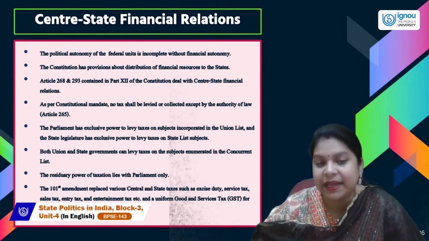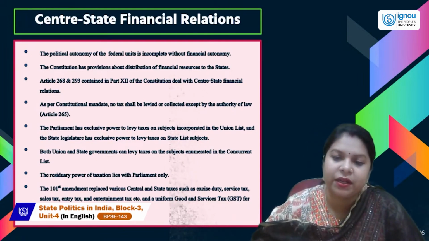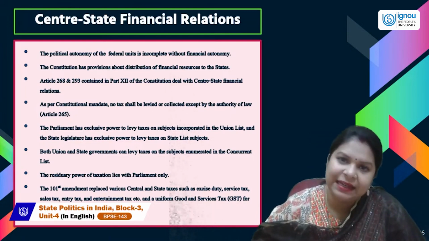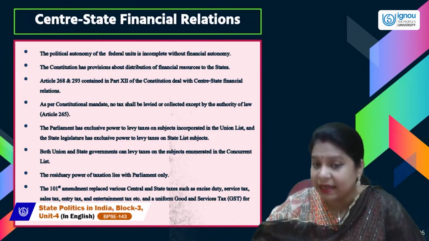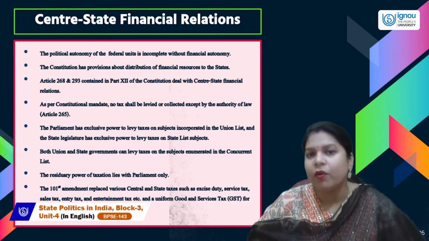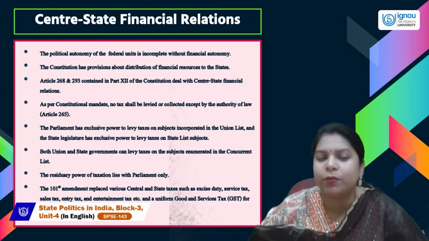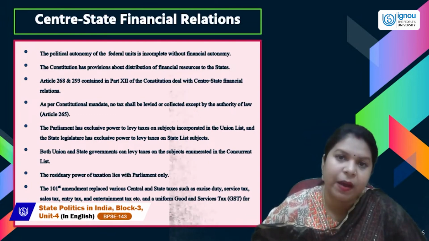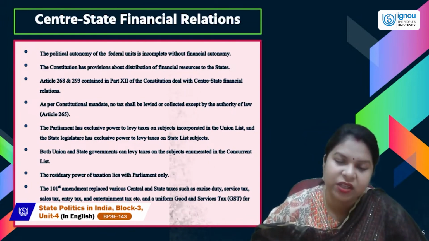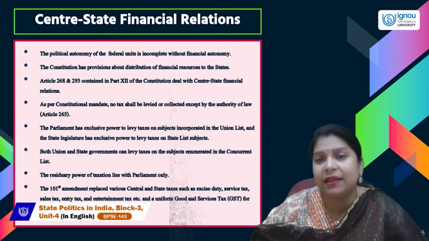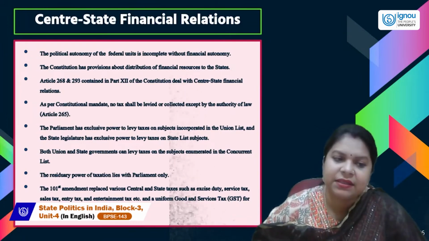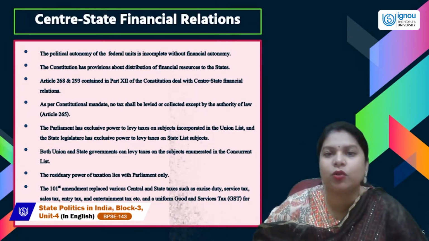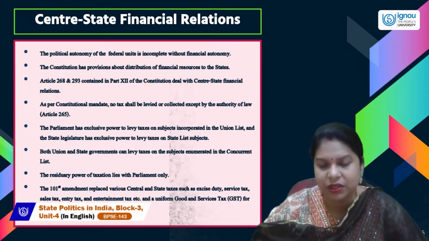So the parliament has exclusive power to levy taxes on subjects incorporated in the union list, and the state legislature has exclusive power to levy taxes on state list subjects. So whatever there is in the union list, the parliament has exclusive powers to levy taxes on those subjects. Similarly, for the subjects in the state list, it is the state legislature which has exclusive power to levy taxes on those subjects.